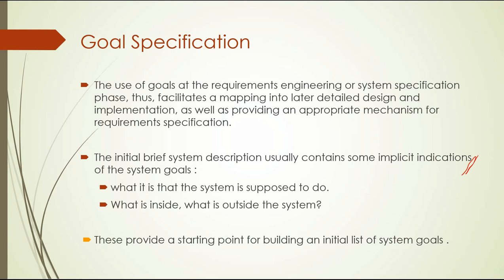So this goal should contain what the system is supposed to do, and what is inside the system and what is outside the system. So you start with one paragraph that describes the system. That's your goal. It should at least describe what the system is supposed to do, and also something about what is inside the system and what is outside the system.